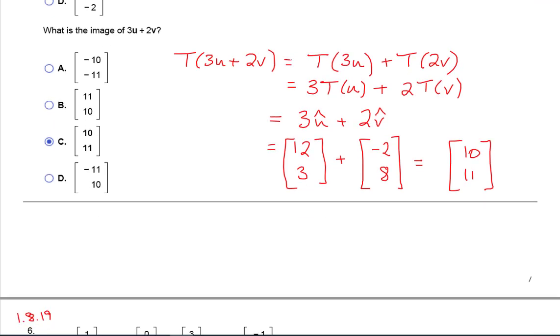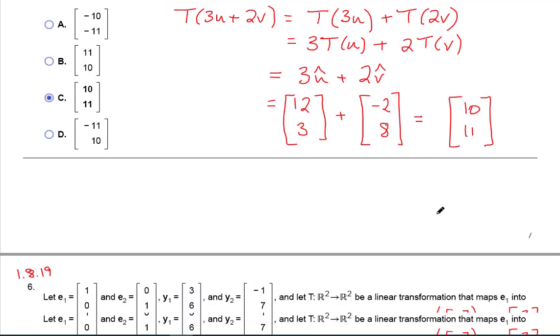And what does T do to a sum? Well, let's see. Because it's linear, this is T of each piece, and then the scalar can come out, and so it's 2 times the image of u plus 2 times the image of v. So we have each of those, add those up, and I get 10, 11.